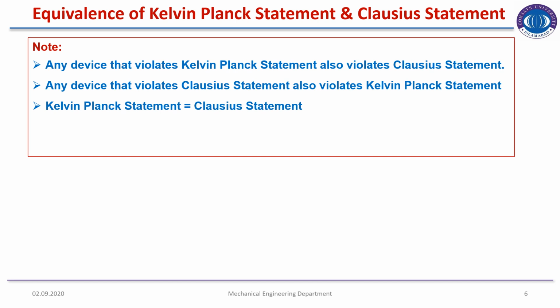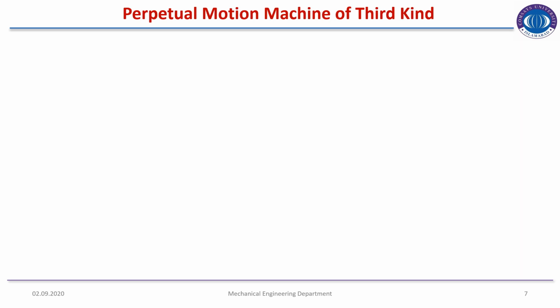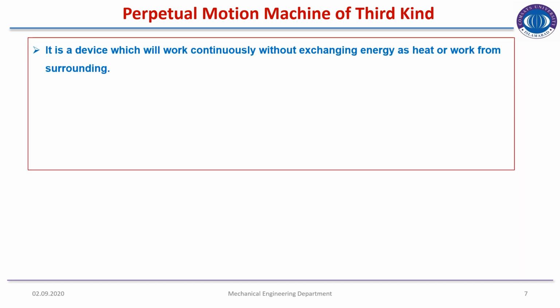Therefore Kelvin Planck statement is equal to Clausius statement. These two statements are known as the parallel statements of second law of thermodynamics. Perpetual motion machine of third kind. So, perpetual motion machine of third kind is a device which will work continuously without exchanging energy as heat or work from surrounding.